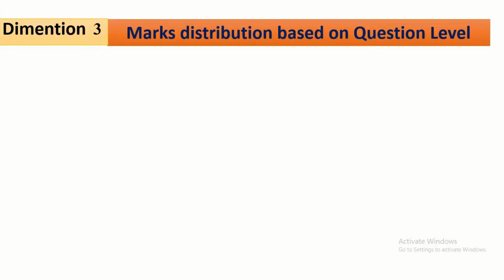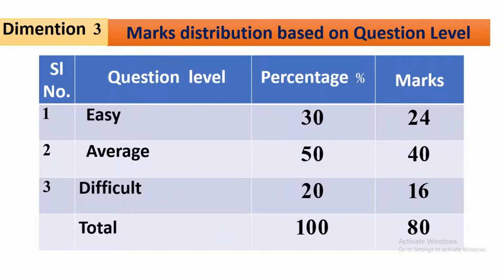So now we move on to the third one, that is dimension 3. This is the marks distribution based on the question level, that is the difficulty level, we say. The first level is easy. Easy type questions are 30% of the questions, so 24 marks is allotted.